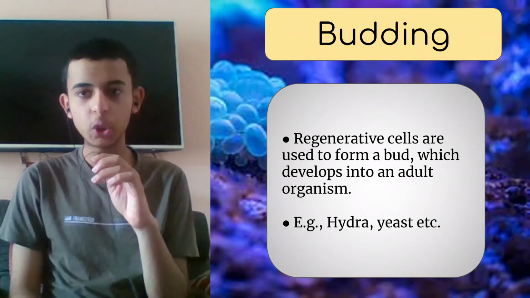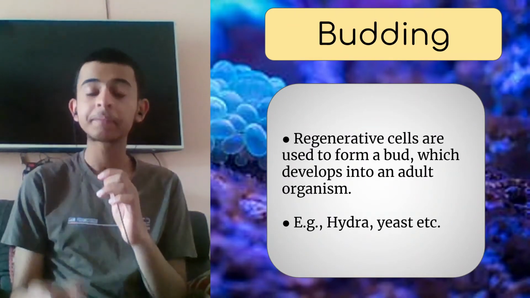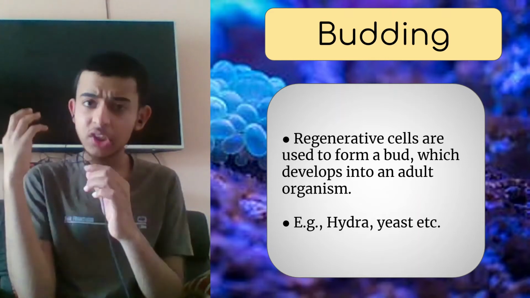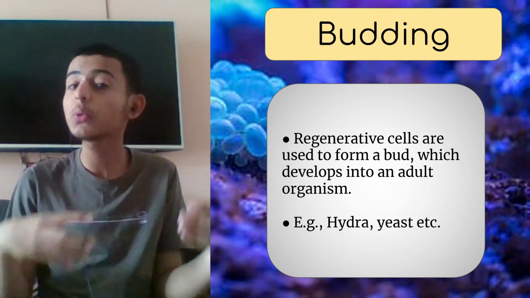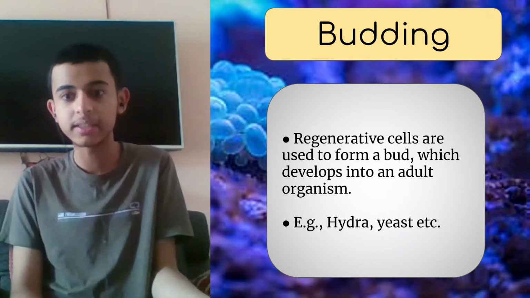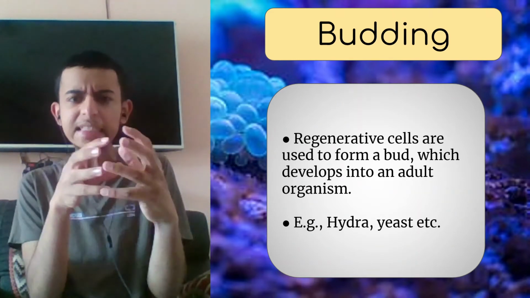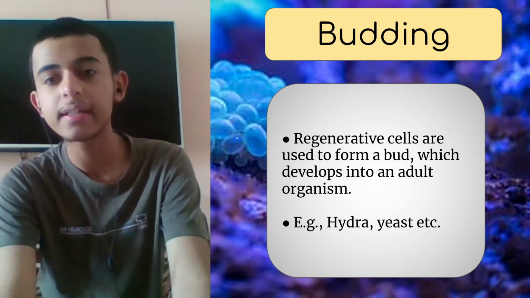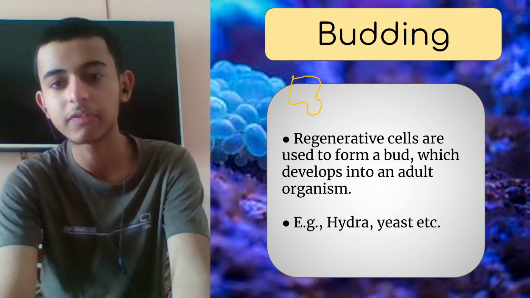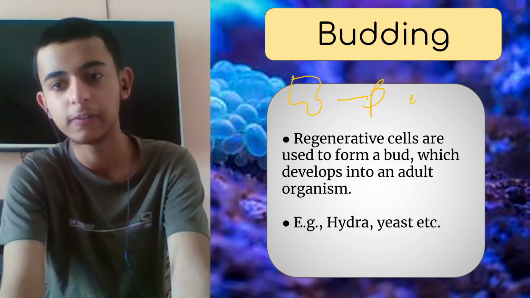Now we are moving on to budding. What happens in budding? The regenerative cells, meaning the cells which can regenerate or reproduce into other individuals, right? Now what happens? These cells form a bud. A bud is a structure, you can say, this kind of a structure. This is known as a bud.